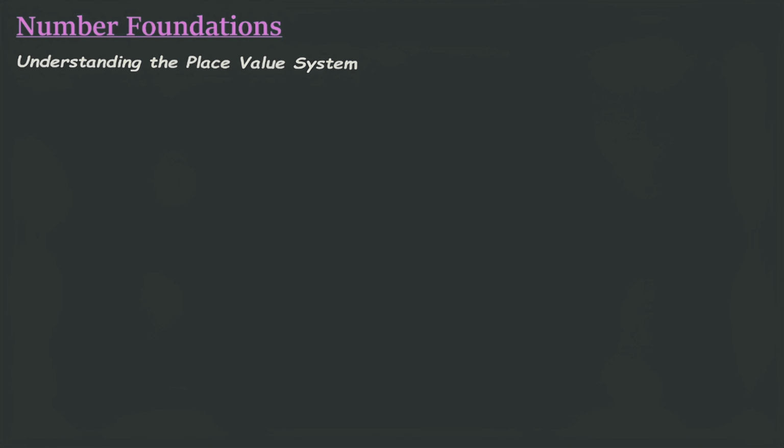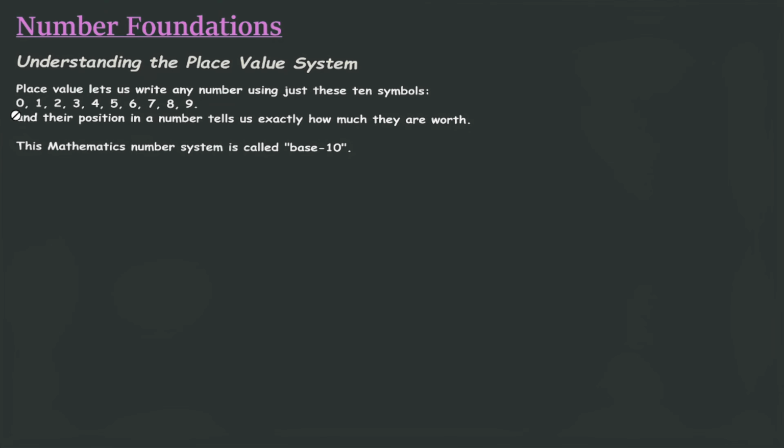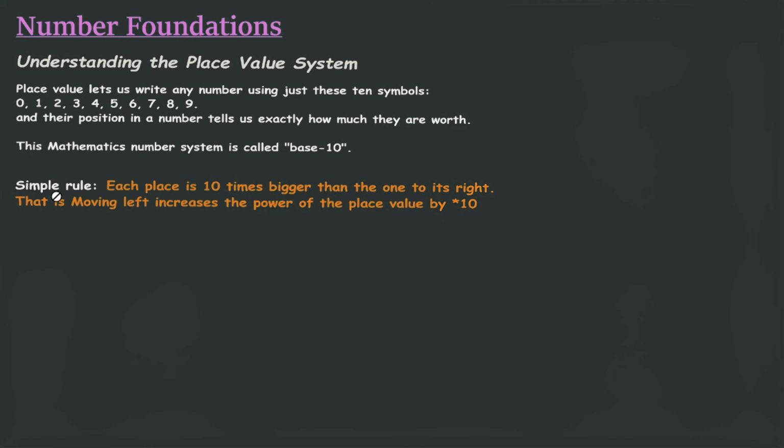In our last lesson, we looked at types of numbers, but how do we actually build them? It all comes down to place value. With just 10 symbols, 0 to 9, we can write any number in existence because their position tells us exactly what they are worth. There's one simple rule that governs everything in this base 10 system. Each place is 10 times bigger than the one to its right. As you move left, you aren't just shifting a digit, you're increasing its power by 10.